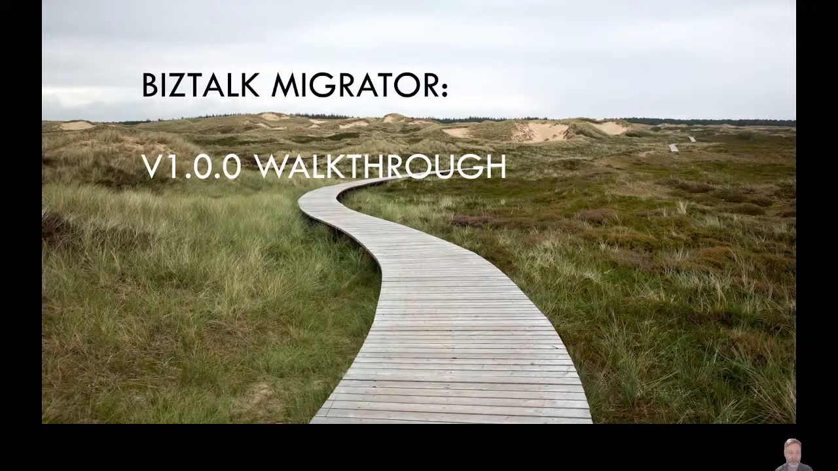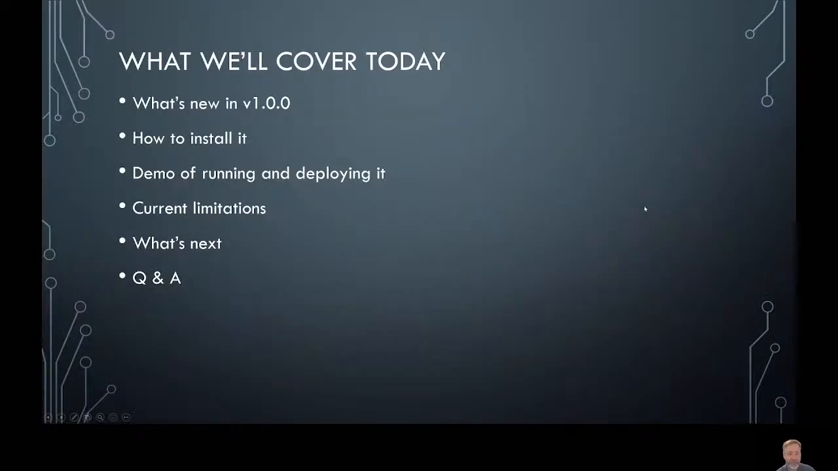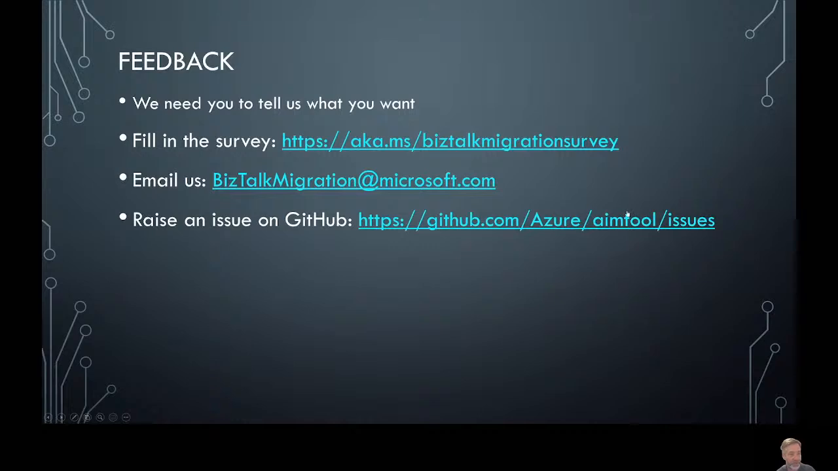Hello, everyone, and welcome to a walkthrough of version 1.0 of the BizTalk Migrator. We've a lot to cover, so we'll get going. Tonight, we're going to talk about what's new in version 1.0 and how to install it. We'll do a demo of running and deploying it and have a look around what gets deployed up in Azure. We'll talk about the current limitations, and then we'll talk about what's next. And then afterwards, I'm hoping Beck will open up to Q&A if possible.